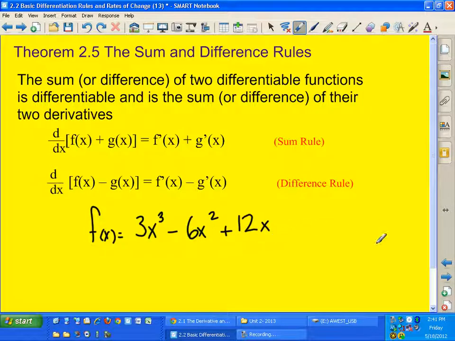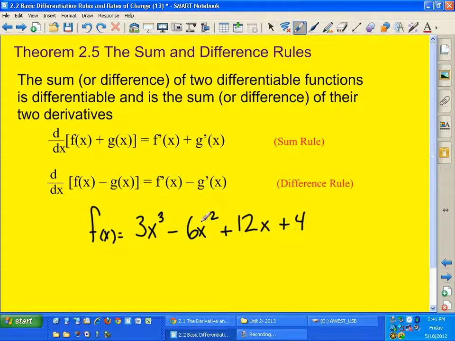I could have a constant on here if I wanted. And so then basically what we would do is go through and treat this, what this is telling me is, okay, I've got all these functions added and subtracted together. Well, what I can do is go through and take the derivative of each piece separately when we're adding and subtracting.